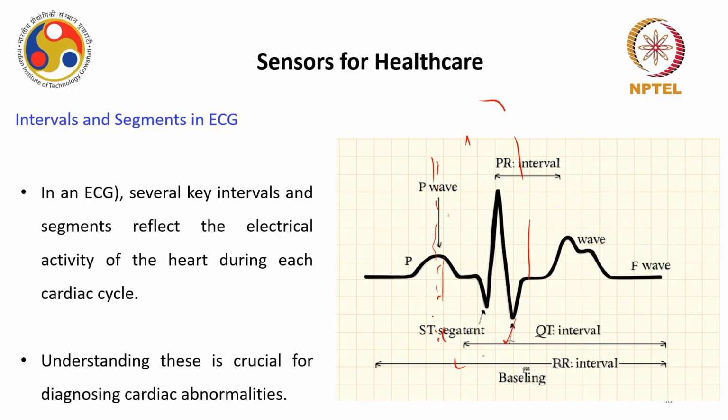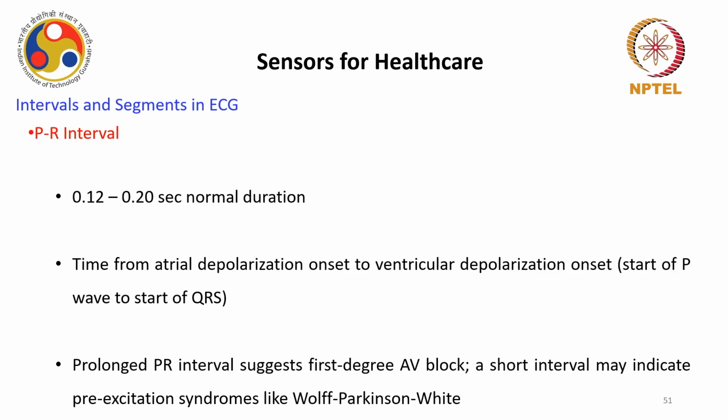So, in ECG several key intervals and segments reflect the electrical activity of the heart during each cardiac cycle. Understanding these is crucial for diagnosing cardiac abnormalities. Let us see some of the different segments. We will not cover all of them, but we will try to see some of the intervals. For example, the PR interval.